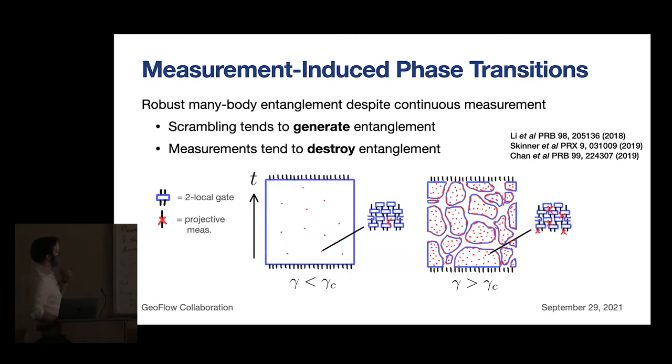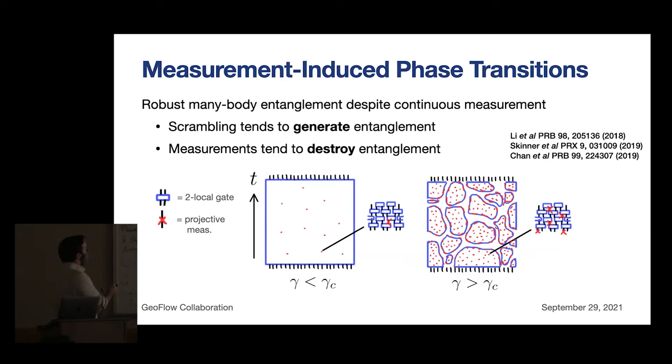More recently, though, a surprising new discovery that was made just a couple of years ago by these folks here is that you can actually design many-body quantum systems that have volume law entanglement despite the presence of continuous measurements. This is a very surprising fact, given what I just told you.